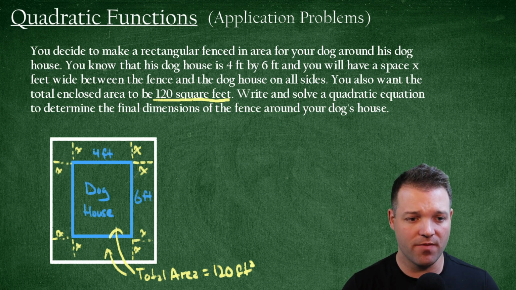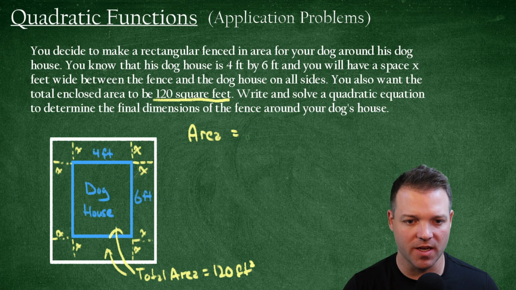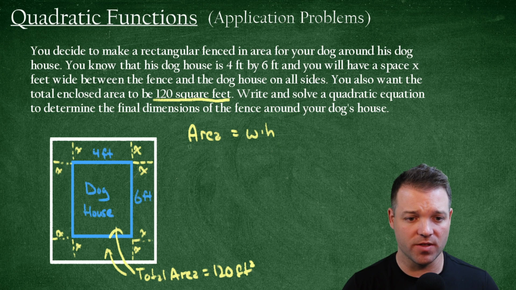So I do have area, and we know that the area formula is going to be the width times the height, or length times the height, whatever you want to call it. I'm going to call it the width times the height. Okay? Now, we actually know quite a bit of these. So first of all, the area is 120. So let's go ahead and plug that in. So I'm going to say the area is 120.